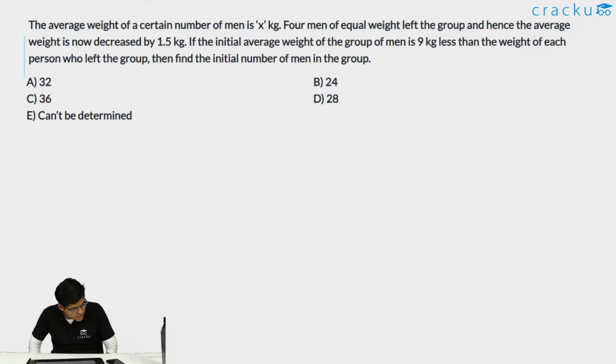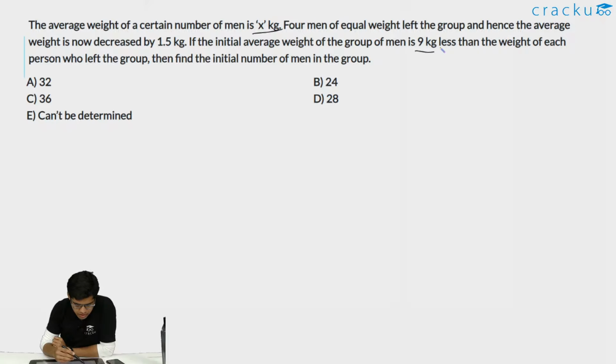Okay, so no one has come with an answer. I think it's me only who has to solve the problem. Okay, let's solve. The average weight of a certain number of men is x kg. Okay, 4 men of equal weight left the group and hence the average weight is now decreased by 1.5 kg. The initial average weight of the group of men is 9 kg less than the weight of each person who left the group. Find the initial number of men in the group.